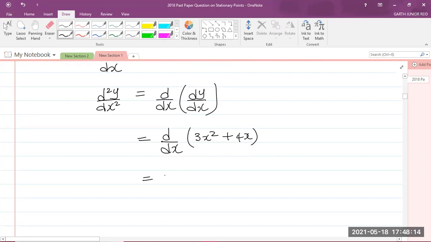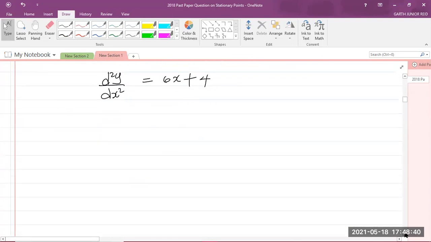we bring down the power, multiply by the coefficient. So 3 times the 2 is 6 times the x, decrease the power by 1. So 2 minus 1 is 1. All right? Plus, we use the power rule on 4x, we get 4. All right? And that is the second derivative, d2y by dx squared. Okay. So now I'm going to substitute the x values inside of the second derivative. And based on the sign, we can determine what type of stationary point it is. Right? We can determine the nature, or we can classify what type it is.